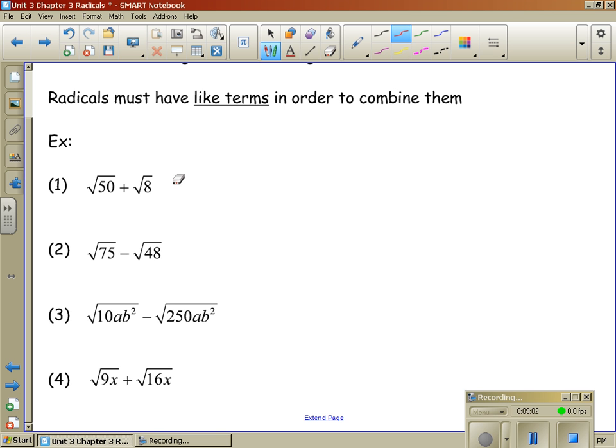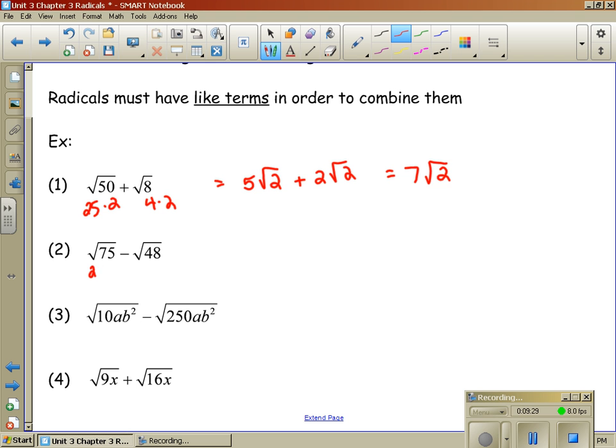So 50 is 25 and 2, and 8 is 4 and 2. So square root of 50 equals 5 square roots of 2, and square root of 8 equals 2 square roots of 2. Now they're like terms. We have something with a square root of 2, another thing with a square root of 2. Now we can combine them. 5 plus 2 is 7. So we have 7 square roots of 2.